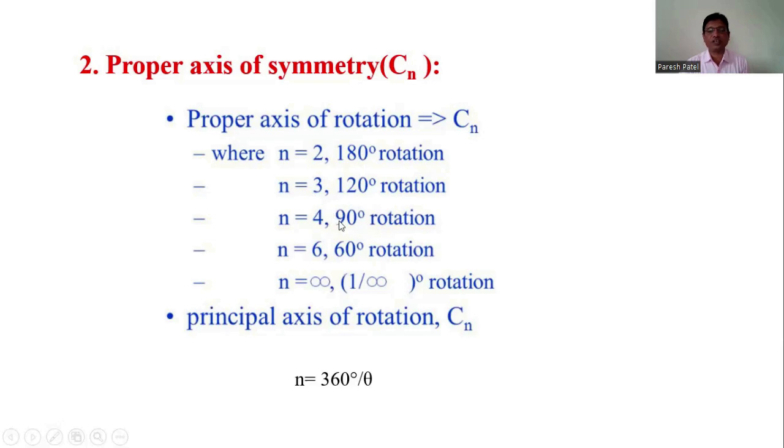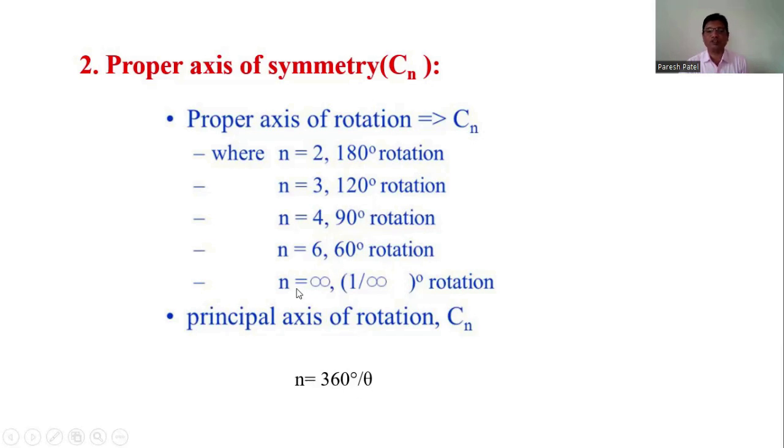Cyclobutane: if we rotate cyclobutane along the imaginary axis around 90 degrees to get the equivalent orientation position, the order of axis for the cyclobutane molecule is equal to 4. Similarly, if we rotate benzene on the imaginary axis around 60 degrees to get the equivalent orientation position, then n is equal to 360 by 60, which is equal to 6.